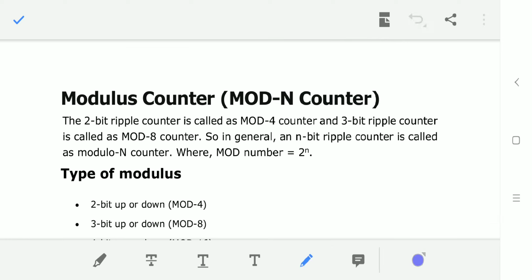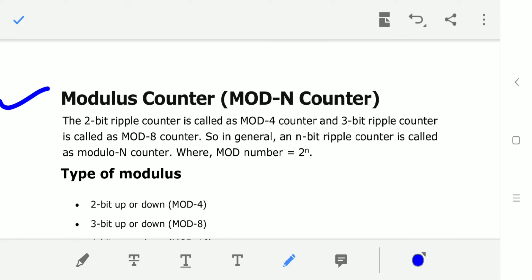Next is modulus counter, MOD counter. The 2-bit ripple counter is called as MOD 4 counter, and 3-bit ripple counter is called as MOD 8 counter. So in general, an n-bit ripple counter is called as modulo n counter, where MOD number is equal to 2 to the power n, and types of modulus: 2-bit up or down, MOD 4, MOD 8.